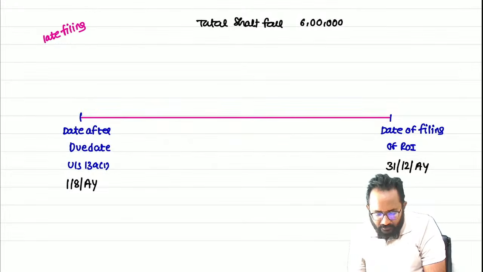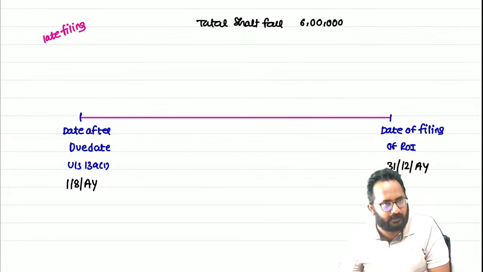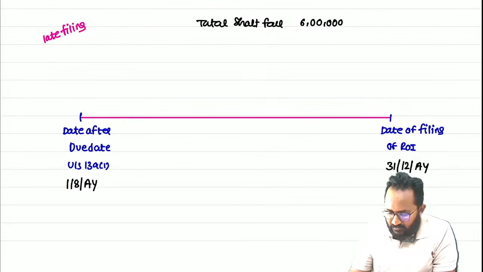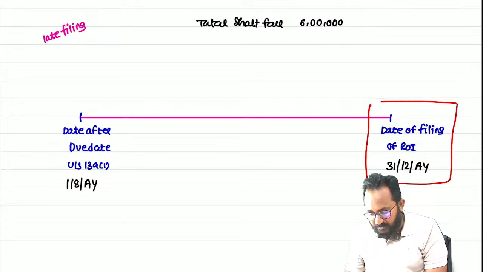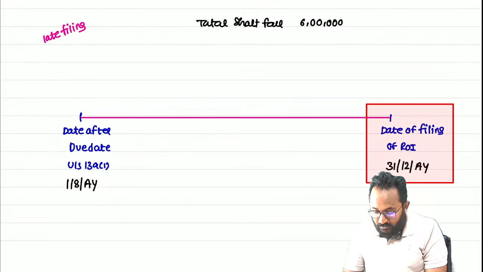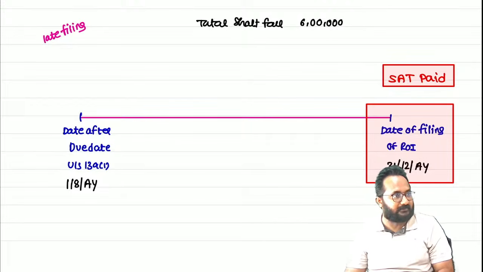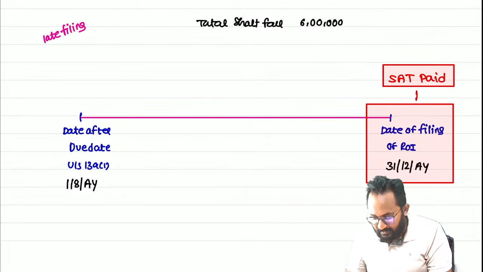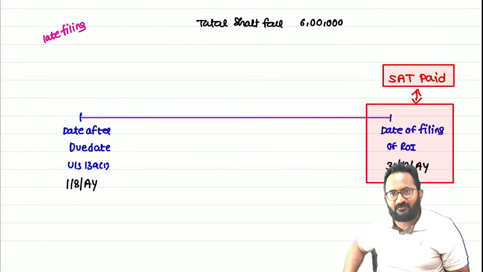Into 2 parts. Here we can calculate interest on total shortfall. Here we can calculate interest on balance shortfall, right? In our question, they will say the SSC filed the return on that date of return. He paid the self assessment tax. Now suppose they say that he paid the self assessment tax at the time of filing of return. Now tell me, will the interest burden reduce?